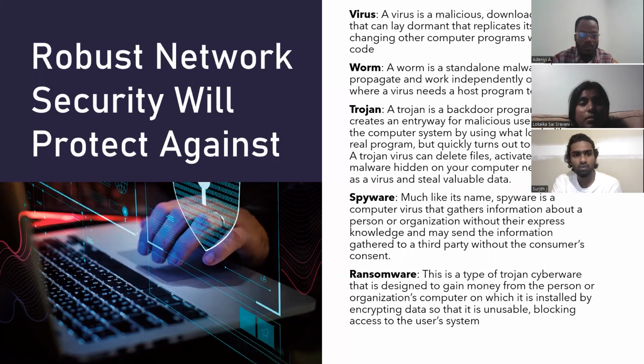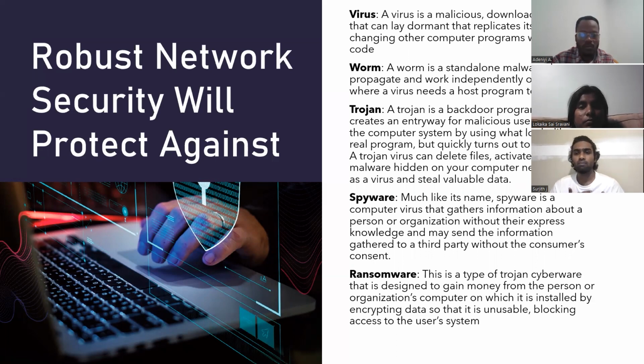Robust network security will protect against some of them: virus, worm, Trojan, spyware, and ransomware. First one, virus. A virus is a malicious downloadable file that can lay dormant and replicates itself by changing other computer programs with its own code.